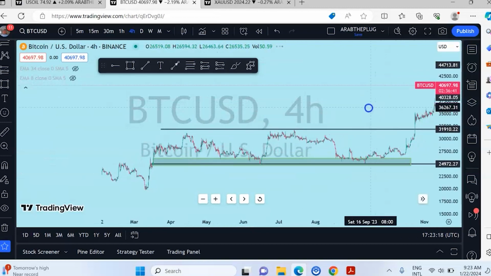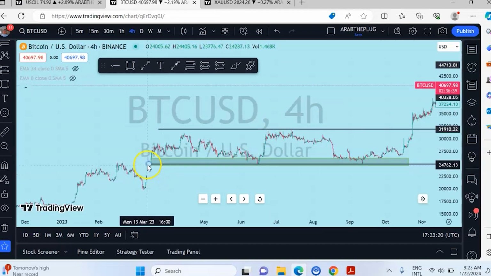Look at this area, for example. This was March 2023. Market came to this place, March 2023. Then it came to this area again, June 2023. It came to it again, 17th of June 2023. It came to it again, 12th September 2023. And also around 27th September and also around 16th October 2023.